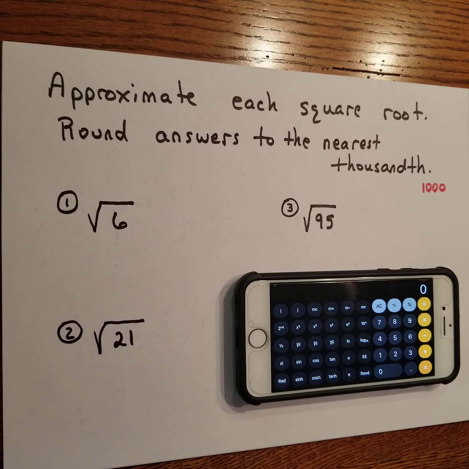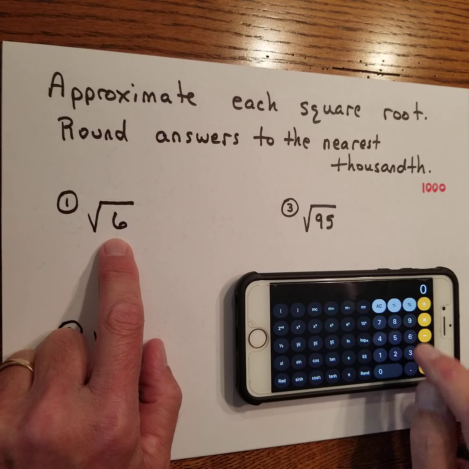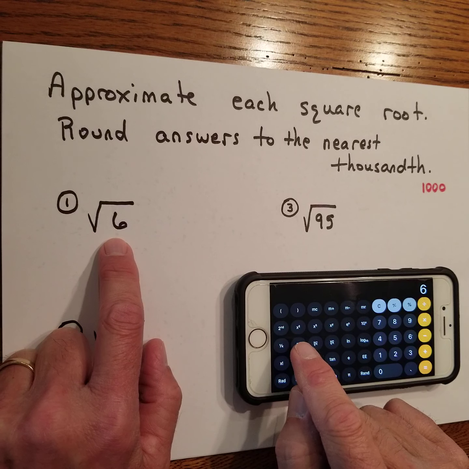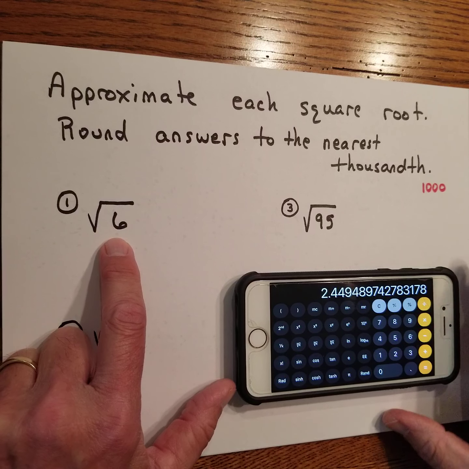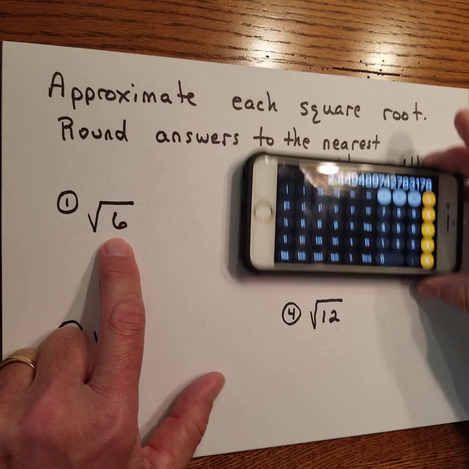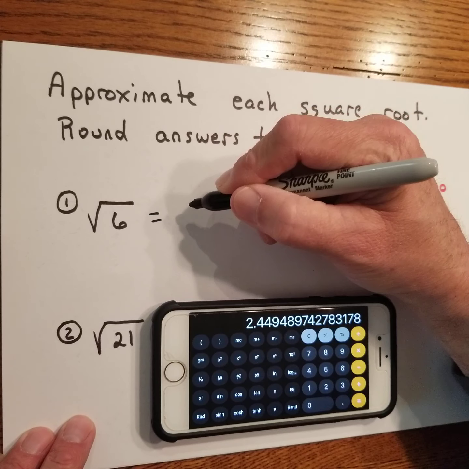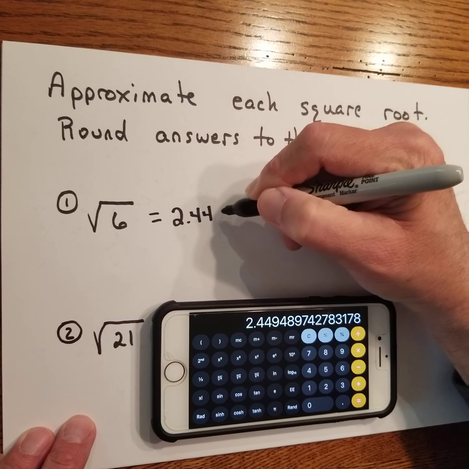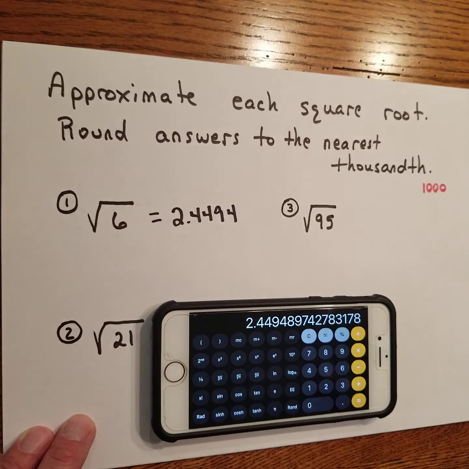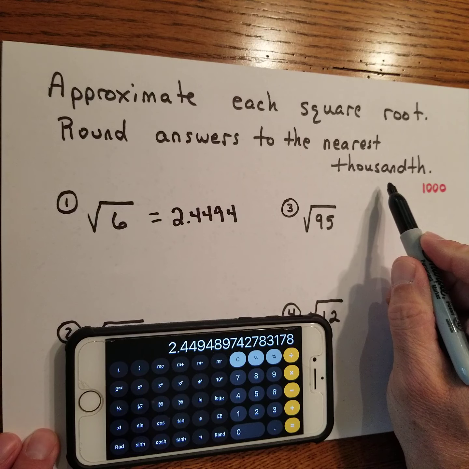I'll need a calculator to help. For the square root of 6, on this calculator, you type in the 6, then you hit the square root button. Now remember, on your calculator, you might have to hit the square root button first, then the 6, then the equal sign. My calculator gives me this crazy decimal. Let me write part of it down. 2.4494. Now that's not a great answer yet, because the instructions were to round to the nearest thousandth.